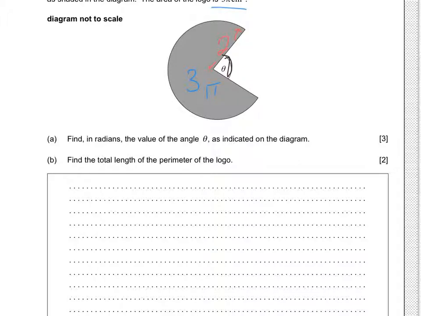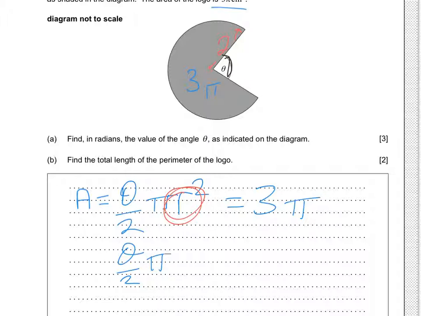So, we have a formula for the area of a sector in radians. You can read it off from the formula booklet. It's theta over 2 times pi r squared, which in this case is 3 pi. And we know r is 2. So we get theta over 2 pi times 4 is 3 pi.